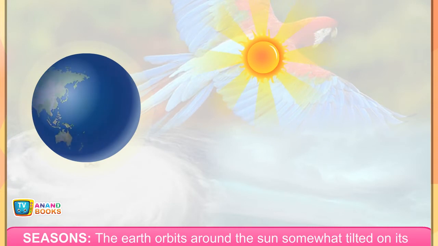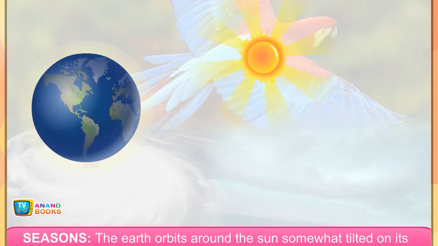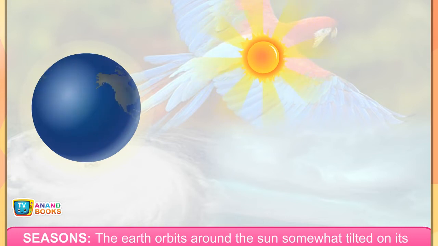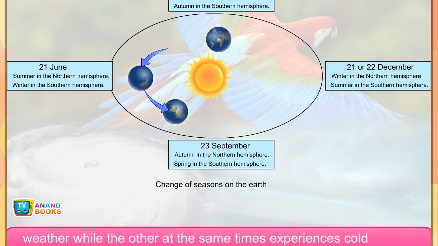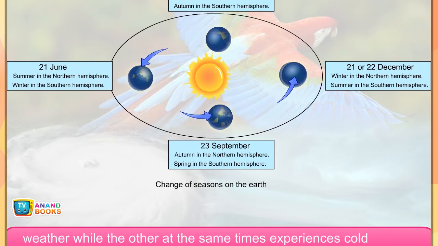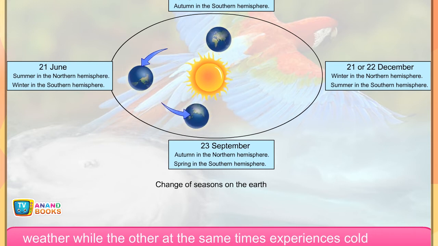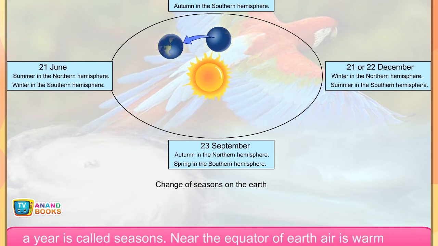Seasons. The Earth orbits around the Sun somewhat tilted on its axis. Due to this tilt, the hemisphere closer to the Sun has hot weather, while the other at the same time experiences cold weather. The cycle of change in the weather conditions during a year is called seasons.